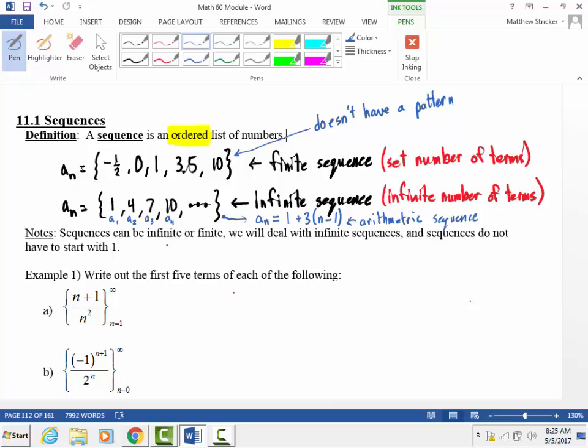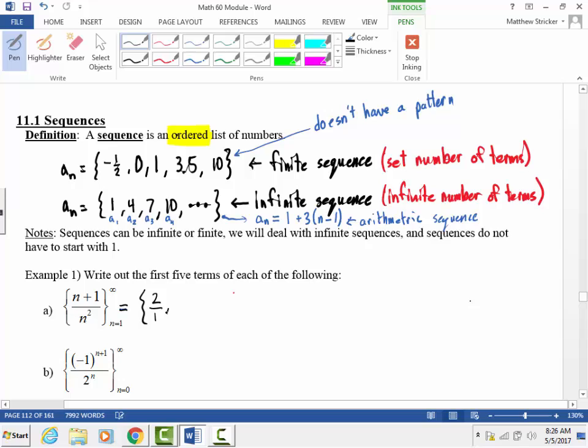So let's just work with this a little bit. Here are some formulas. This is another way sequences can be written. This is an infinite sequence because n starts at 1 and goes to infinity. So n could be an infinite number of terms, and we could write out what they're going to be. For the first term, we're going to plug in 1. So we would have 1 plus 1 is 2, over 1 squared is 1. So the first term is 2.